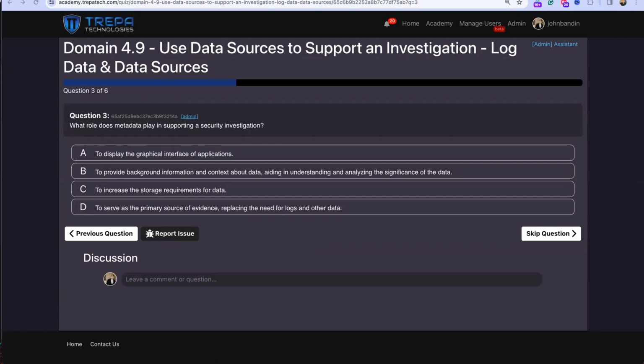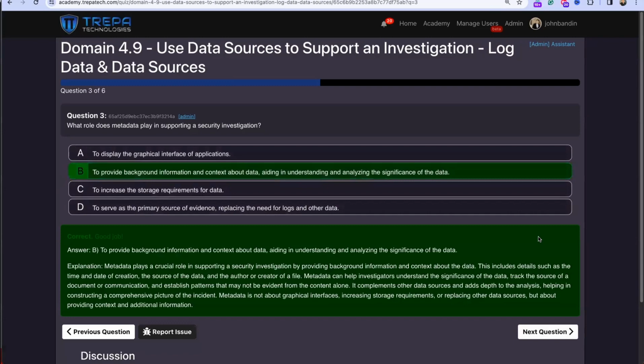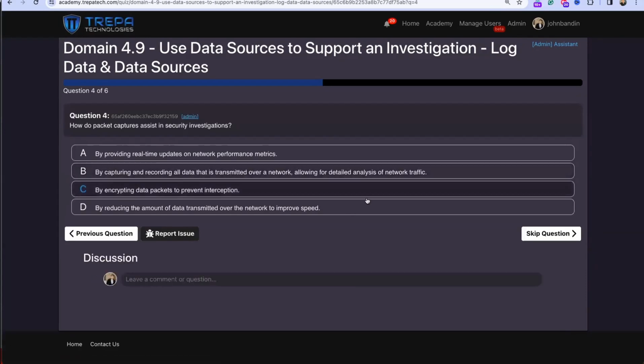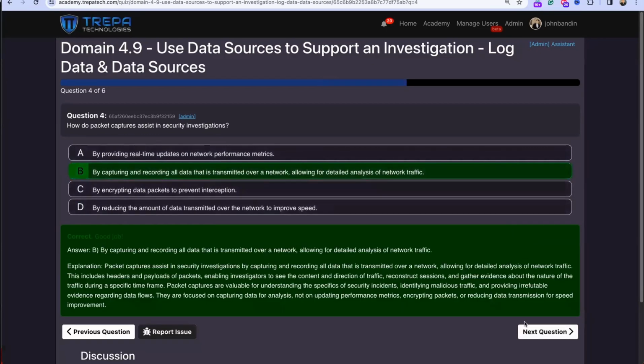Question 3. What role does metadata play in supporting a security investigation? That's going to be B, to provide background information and context about data, aiding in understanding and analyzing the significance of it. Let's just do correlation as well, kind of maybe see a bigger picture here during our investigations. Question 4. How do packet captures assist in security investigations? By capturing and recording all data that is transmitted over a network, allowing for detailed analysis of network traffic.